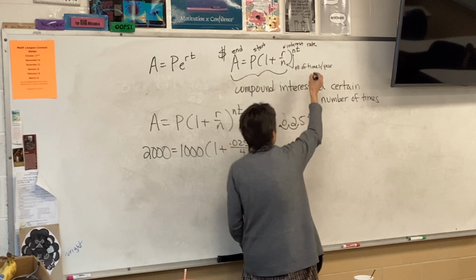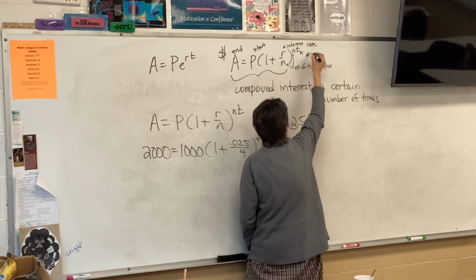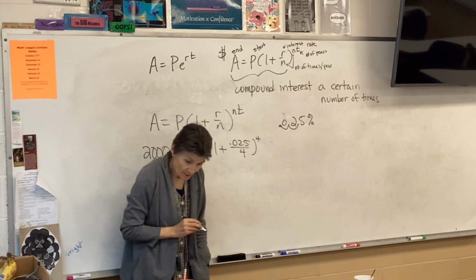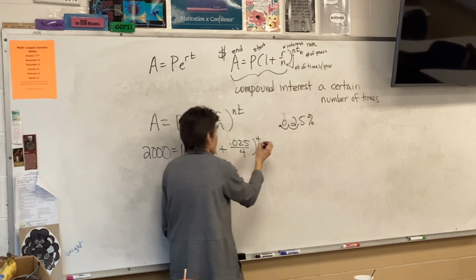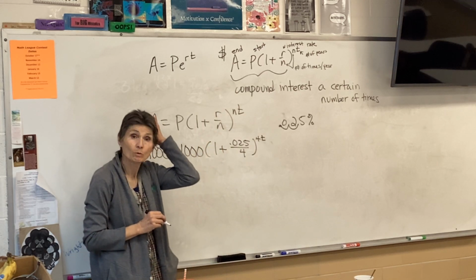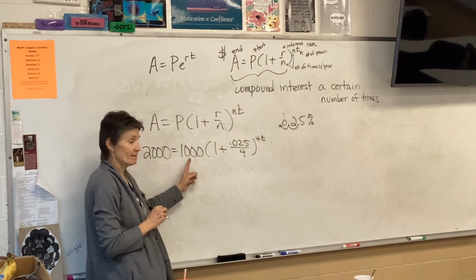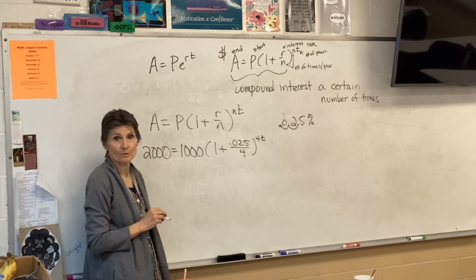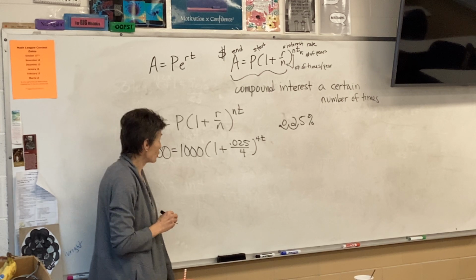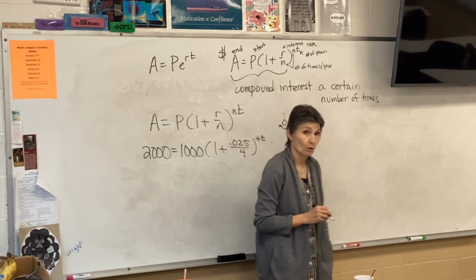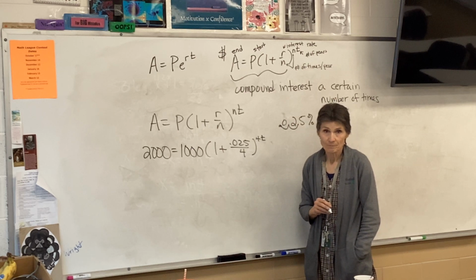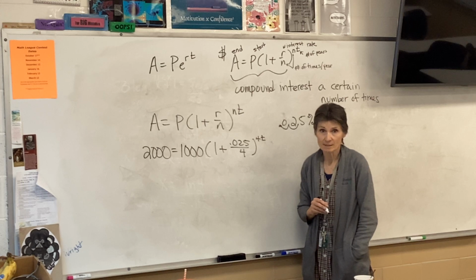And then T is the number of years. So how many years is it? Oh, that's what I don't know. So that's my variable. How long is it going to take to make this 1,000 grow into 2,000? Okay? So now I'm going to solve this. And it looks way scarier than it needs to be. You do not need to be frightened by this.